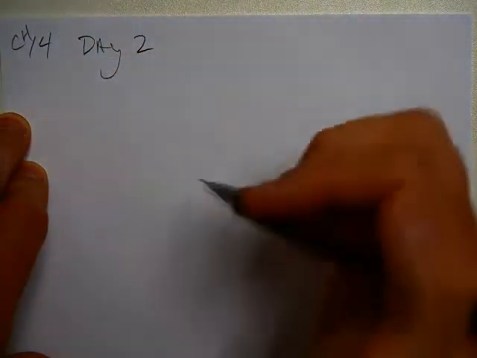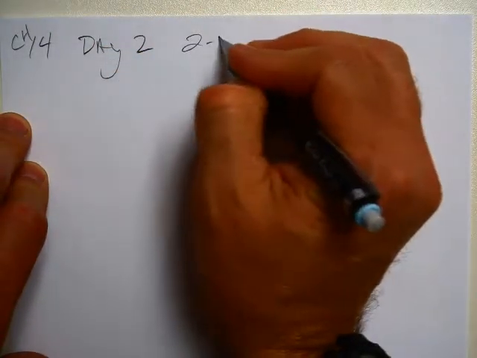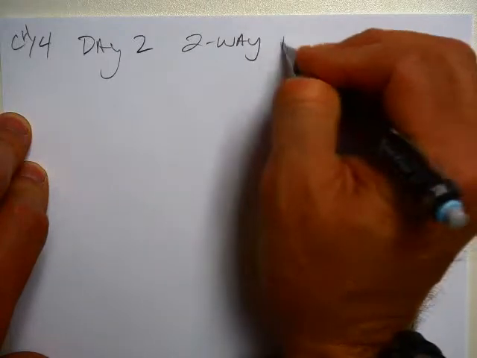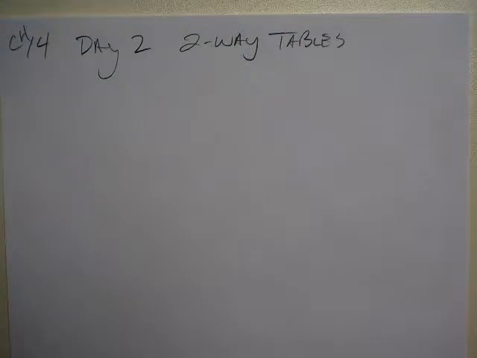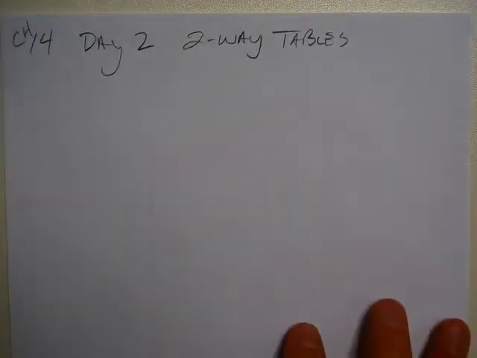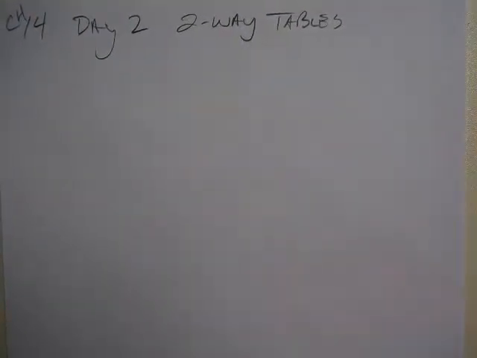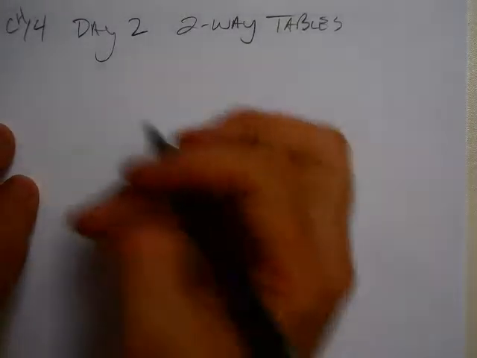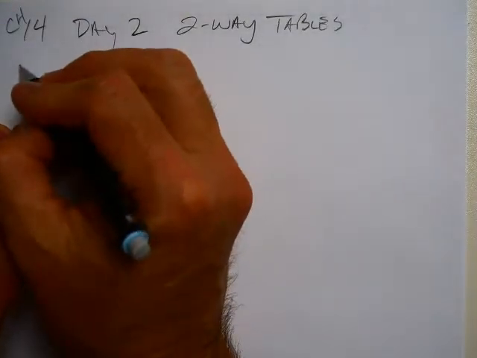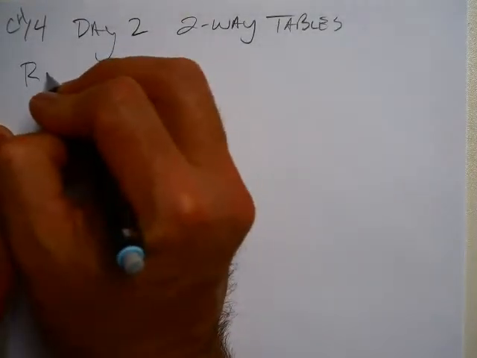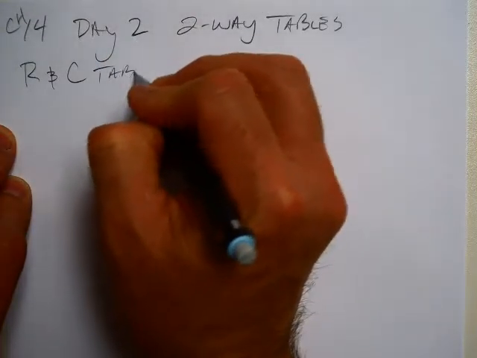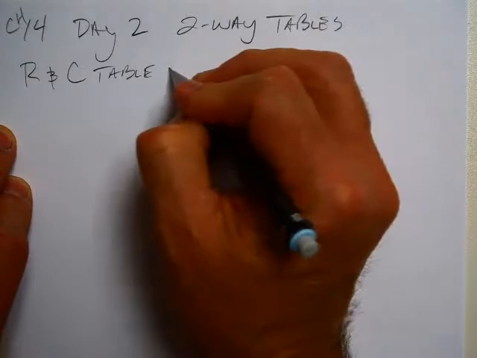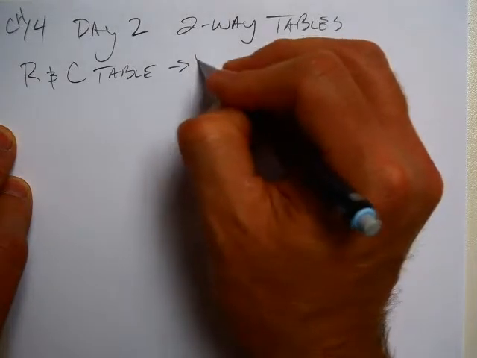Chapter 14, Day 2, Two-Way Tables. We learned about these quite a while ago. Remember margins, stuff like that. So we're just going to take a real quick look at that. These are R and C tables, is what they're also called. What that means is rows and columns.